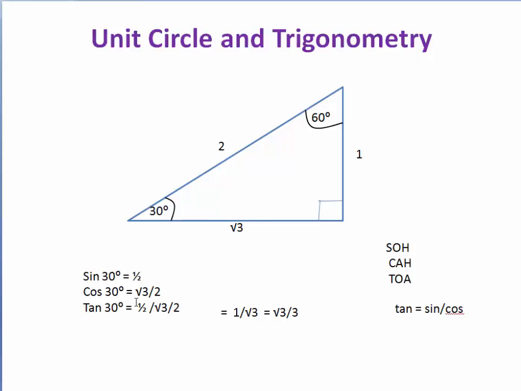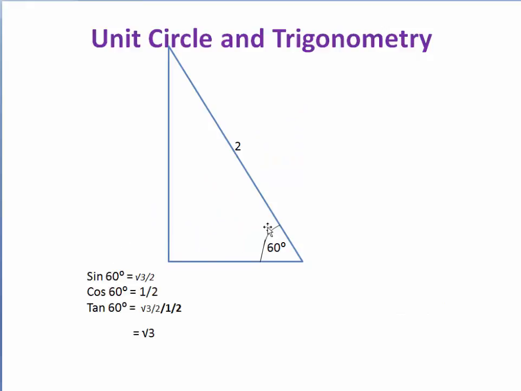Tangent 30 degrees. Now we can do this in two ways. We can have the sine divided by the cosine. So this would be half divided by root 3 over 2. Or we can use TOA, which is opposite over adjacent. So our opposite is 1. Our adjacent is square root of 3. We don't like this root of 3 under a fraction, so we get rid of it by rationalizing the denominator. By that we multiply by root 3 over root 3, and this is what we get as the tangent of 30 degrees, root 3 over 3.